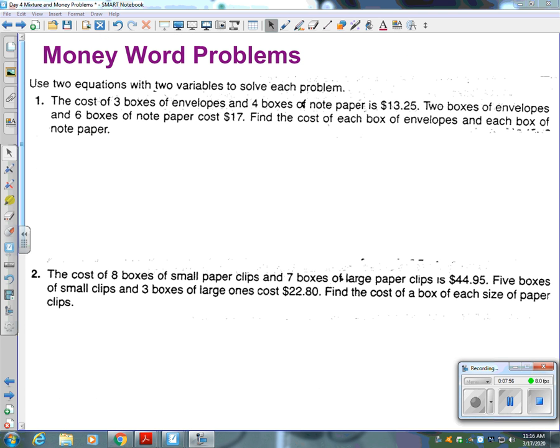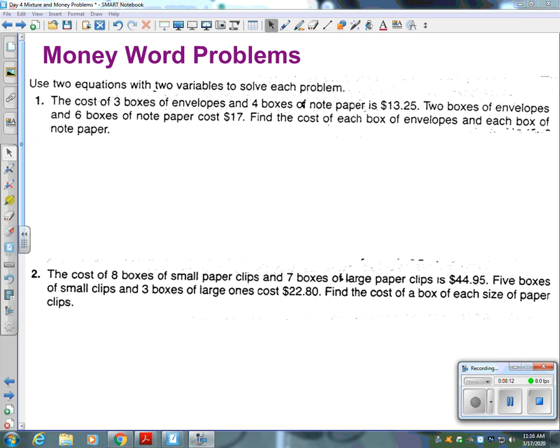Okay, welcome back. We're going to talk about money word problems now. And it says the cost of 3 boxes of envelopes and 4 boxes of note paper is $13.25. 2 boxes of envelopes and 6 boxes of note paper cost $17.